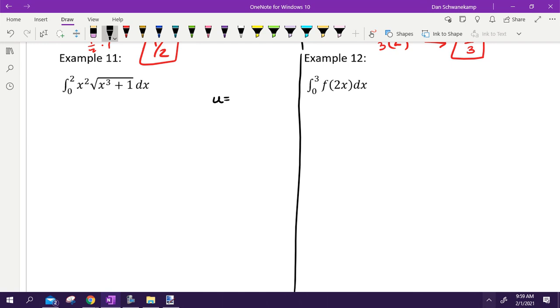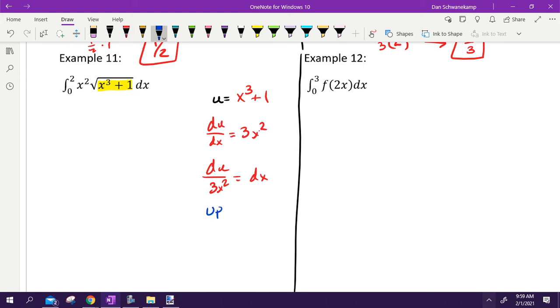We've got to identify the u. In this problem right here, it is x cubed plus 1. Again, a couple reasons for that. One of them, it's inside of parentheses. It's underneath that square root. The other reason is because what is the derivative of x cubed plus 1? 3x squared, and that x squared right there and that x squared are going to cancel. We set that up. We get dx by itself. We get to that point right there.